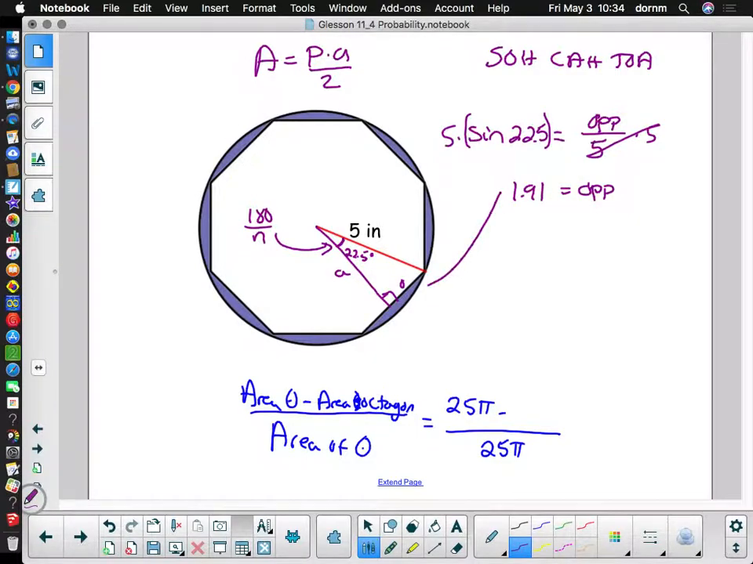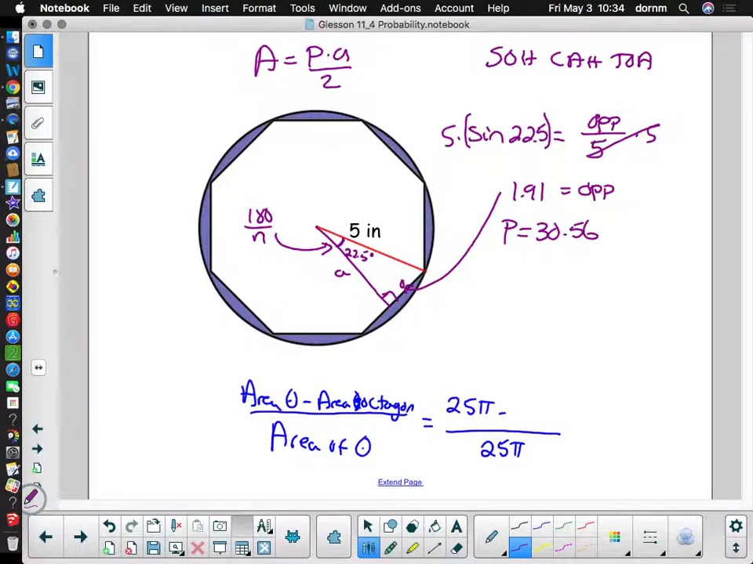Now, if that's this side, 1.91, then I can find my perimeter, because that's half a side, so I double that, 1.91 times 2. So a side is 3.82, and there are 8 sides like that. So 30.56 is my perimeter. Awesome. Okay? Now I need the apothem.